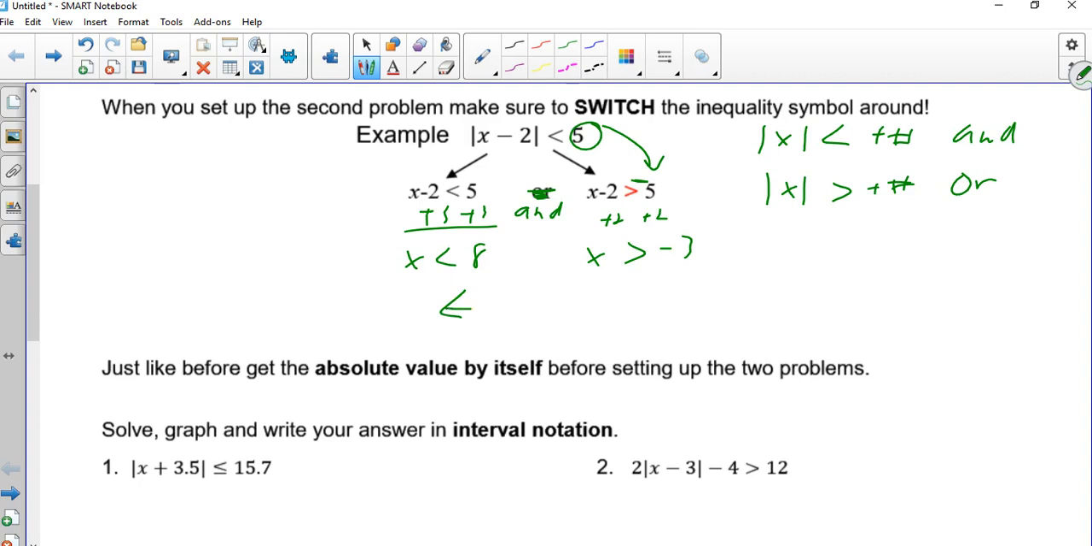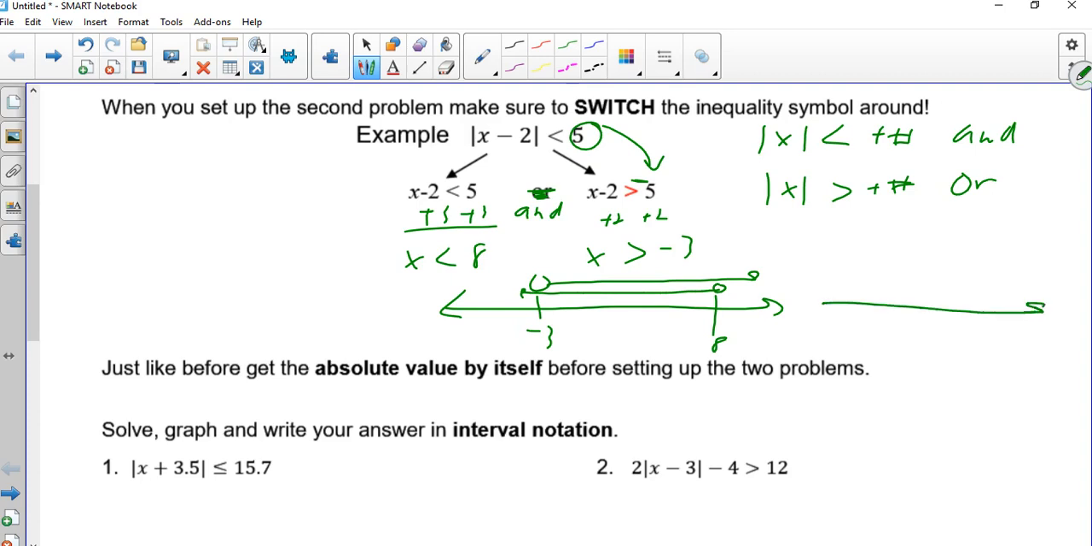When we graph this, greater than -3 is going this way. And less than 8 is going this way. So we're looking for the values that satisfy both. In which case, it's between -3 and 8. And then in interval notation, sorry, the parentheses, not a bracket. Like so.